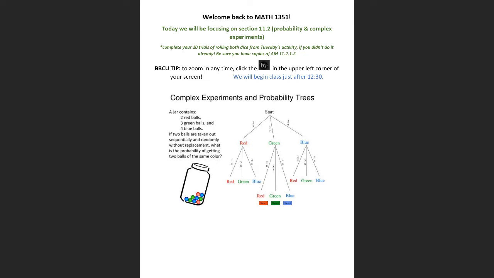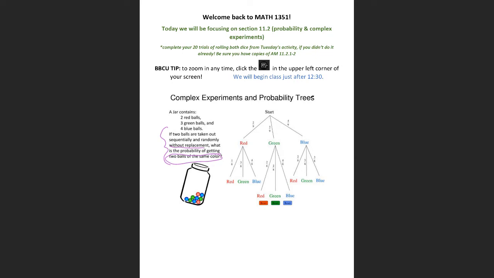But from the graphic that you see on the screen, it is clear that we are doing a two-stage experiment. We're going to take two balls out of the jar. One really important thing here: without replacement. And the question is, what is the probability of getting two balls of the same color? Now, we're not going to answer the question right now, but I just want to draw your attention to how this tree diagram is structured with the fractions on each branch to show the probability of that happening.